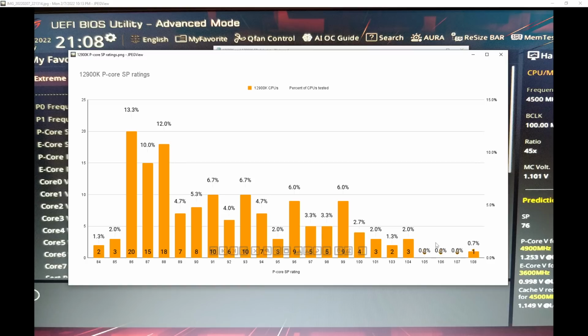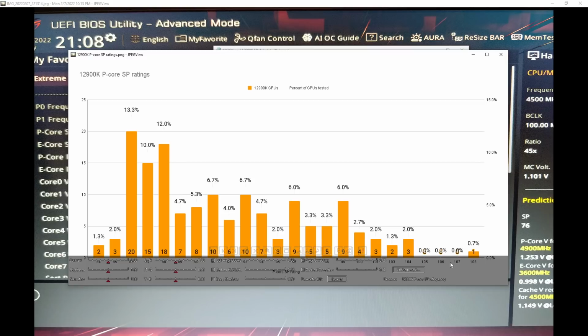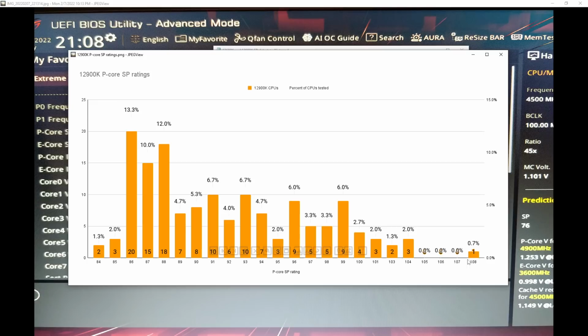Anyway, if you have a 108 SP rating or 110, anything close to a 110 SP rating, that's a top 1% CPU, because they only found one. And this is from the 150 random samples, because this is P-core data. This isn't data for the full 276 12900Ks that they tested.